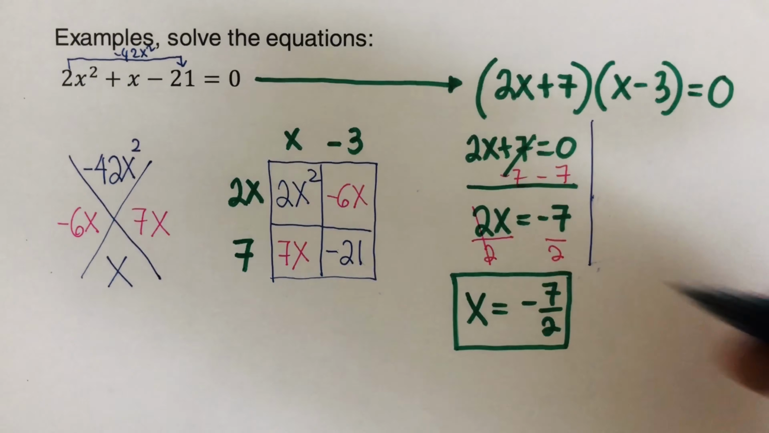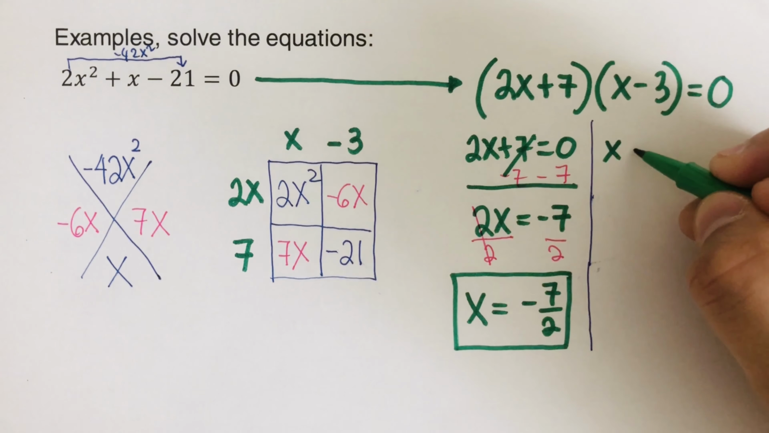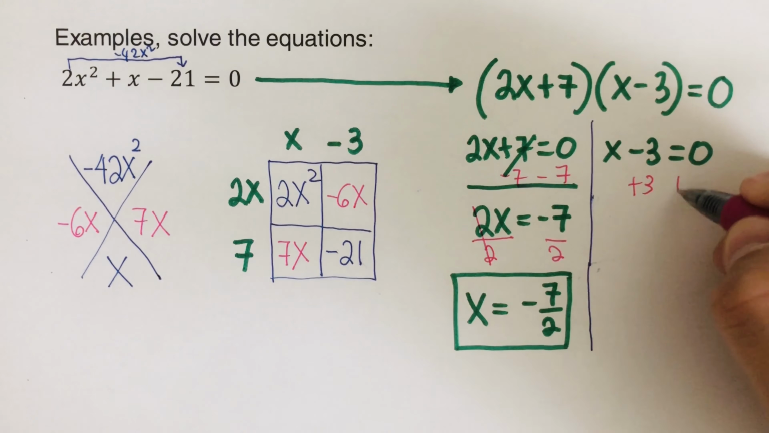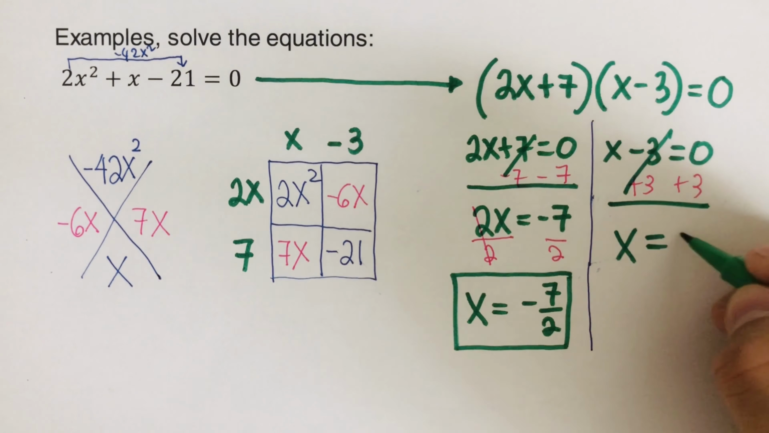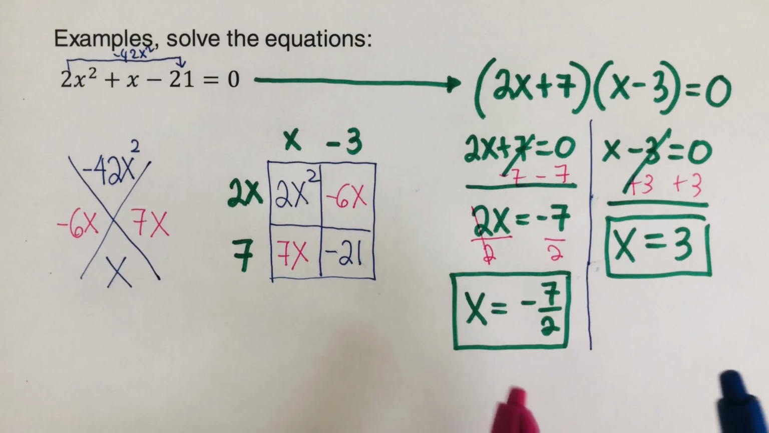To find the second x, we again set the second factor equal to 0. So x minus 3 equals 0. And then plus 3 and plus 3 on both sides. So then we are left with x is equal to 3. Did you get these two answers over here?